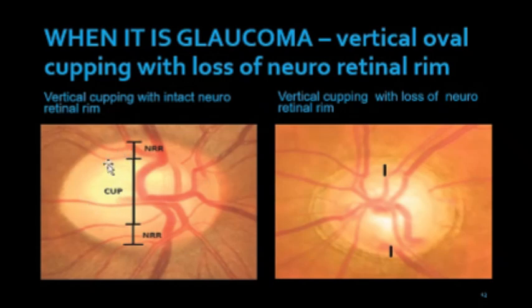In this first image, you can see that there's a vertical cupping, yet the neuroretinal rim is intact. Here, there is a vertical cupping too, but you can see that there's a loss in the neuroretinal rim. You can see the paleness around the neuroretinal rim as compared to the other image. So this appears healthy, while this appears pale. When you see this, you are suspecting glaucoma.